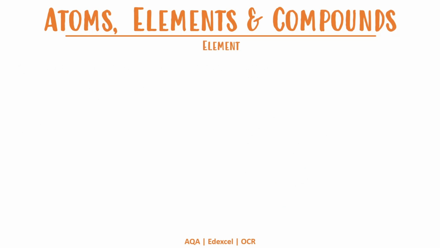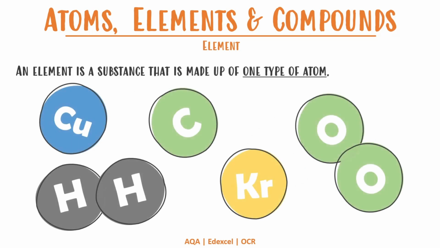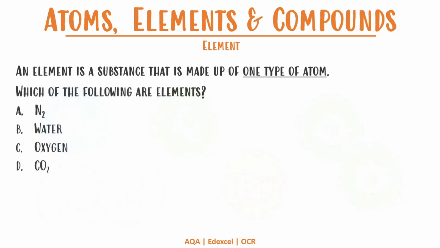Okay, now that we understand what an atom is, let's have a look at elements. By definition, an element is a substance that is made up of one type of atom. And we can see those on the screen, where we've got hydrogen. Whilst there are two of them in this case, they are one type of atom. Krypton, a singular atom. Carbon, and again, with those oxygens, they're a single type of atom. Using that, try to decide which of these are elements. Take the next minute to do so.